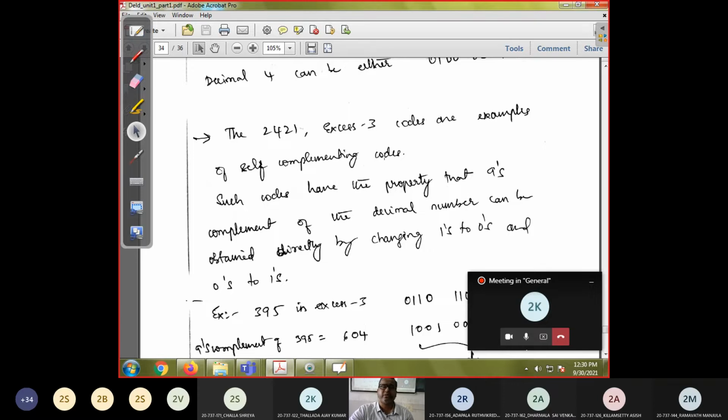Self-complementing codes have the property that the 9th complement of the decimal number can be obtained by directly interchanging ones and zeros. So a code is said to be self-complementing if it has the property that the 9th complement of the decimal number can be obtained directly by changing ones to zeros and zeros to ones. If the system has that property, then you say it is a self-complementing code. 2421 and XS3 codes are examples of self-complementing codes.